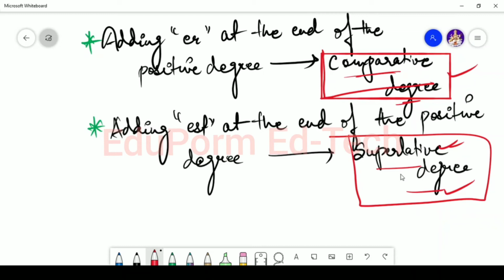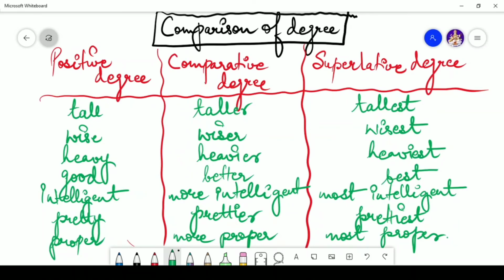Now I am going to give you a quick glance at some of the comparison of degrees of different adjectives. Okay, let me draw it. Okay, so these are some examples of the comparison of degrees of some commonly used adjectives. Okay, now first of all I have divided those three forms of degrees, that is positive degree, comparative degree and superlative degree.